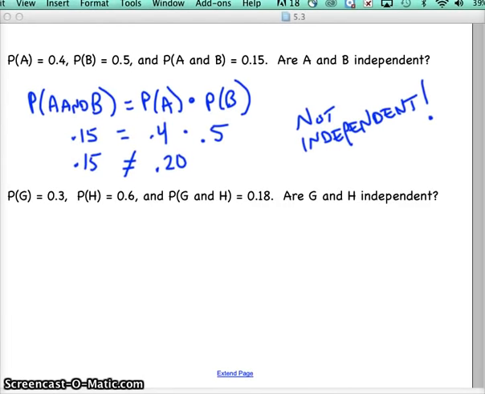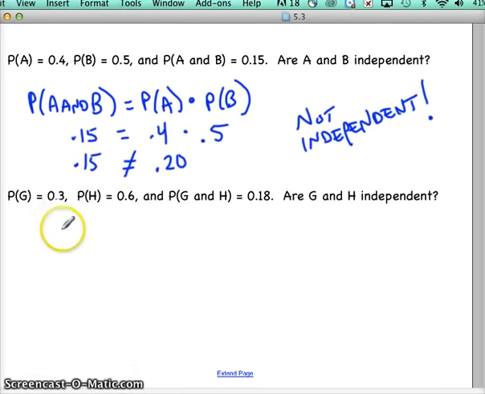Okay, so we're continuing on with this example. Now we're going to see if G and H are independent. So they give us the probability of G, the probability of H, and the probability of G and H. And we're just going to plug it into the formula and see if it works.